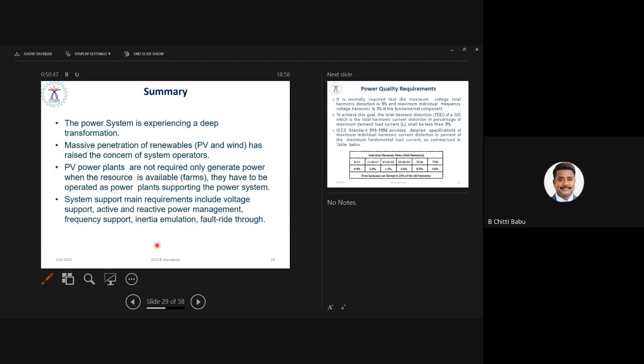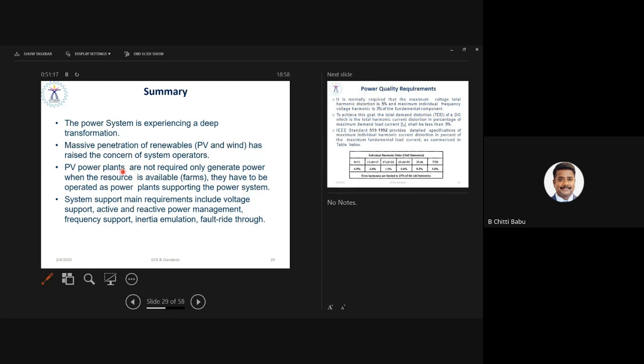All right. So overall, understand that the power system is experiencing a deep transformation from the classical power system into a modern power system, making sense of a very smart system or the smart grid. There would be a massive penetration of renewable energy sources, particularly photovoltaic and wind. They are large-scale power generation units. They generate power at the megawatt level. This has raised concern among the system operators, and they call it the grid connection requirements.